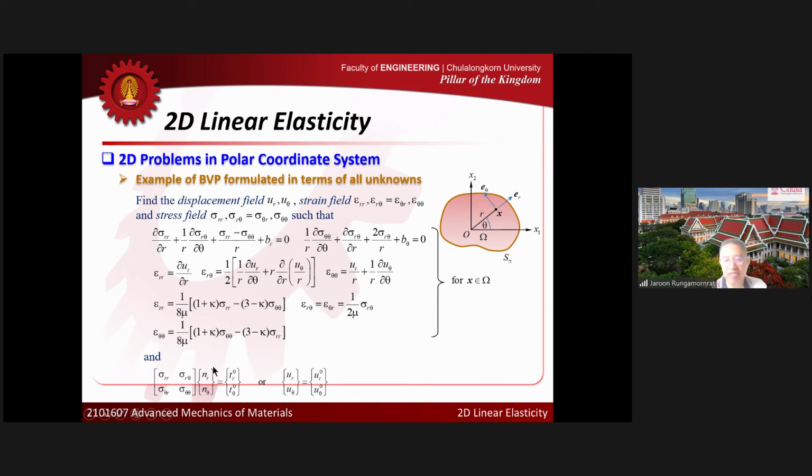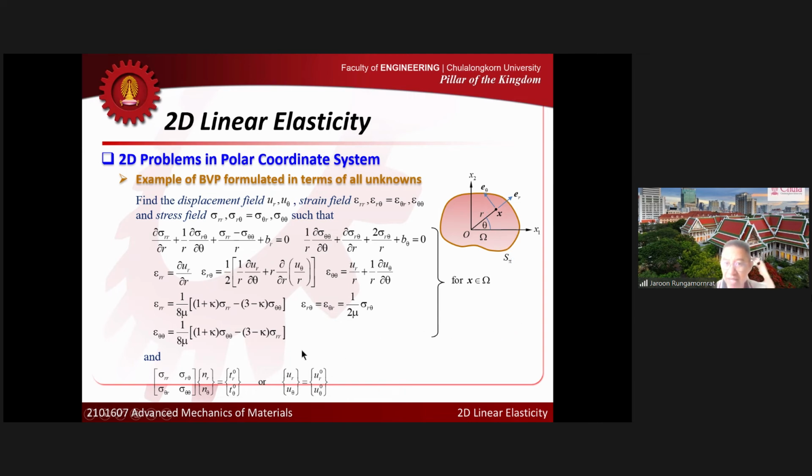And you can see that the form here is similar to what we have before in the X1, X2 system, except that again, all the components of stress and displacement, the normal vector, and the prescribed traction and prescribed displacement, all of them are expressed in terms of r-theta, right? All components are referring to the r-theta coordinate system. Okay, this is the final formulation.